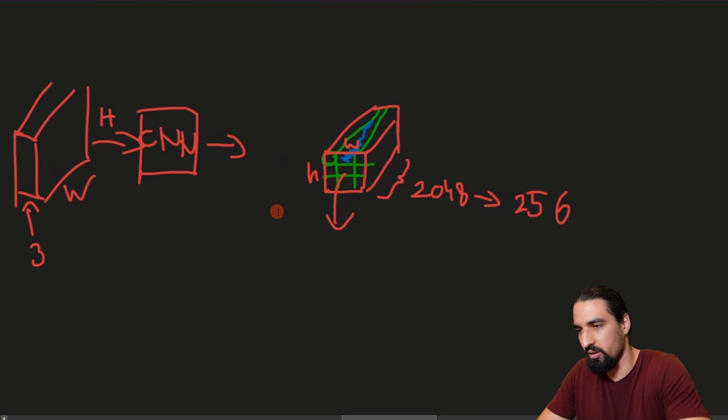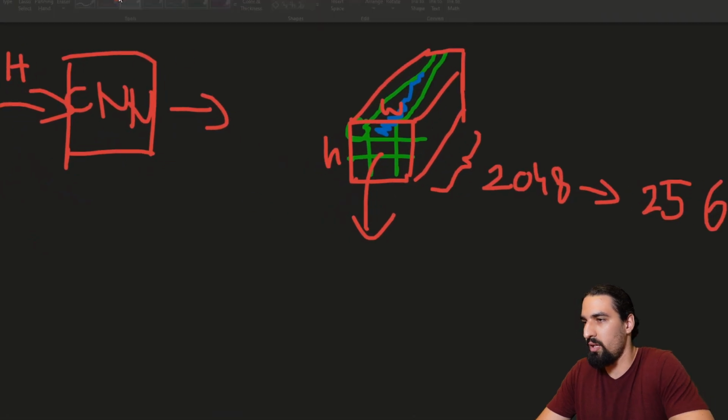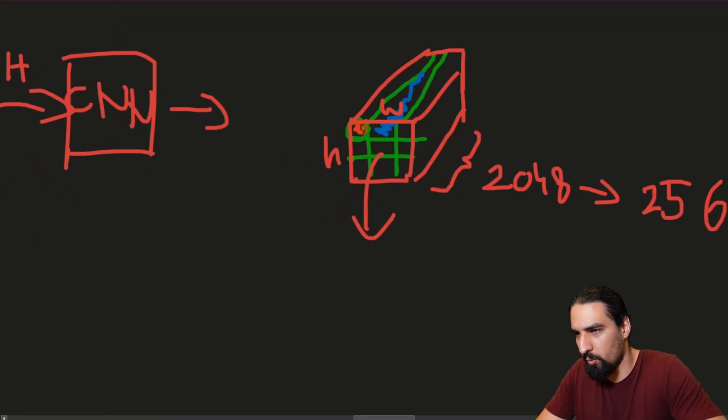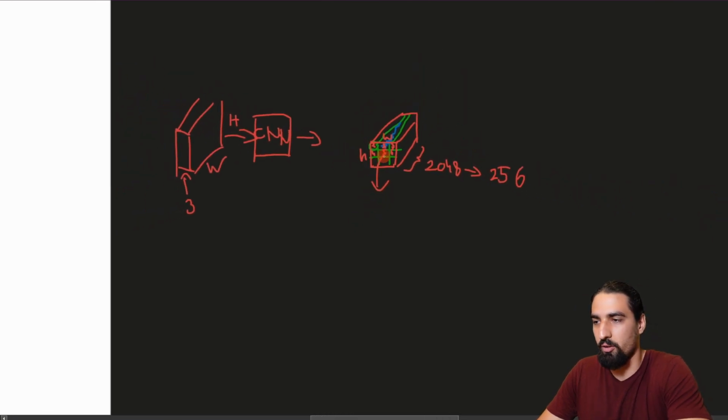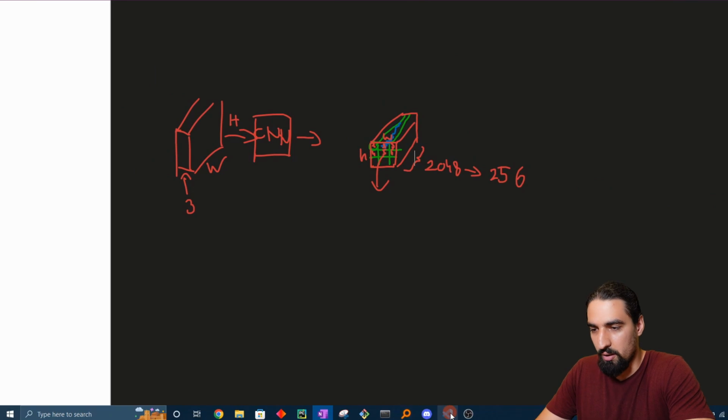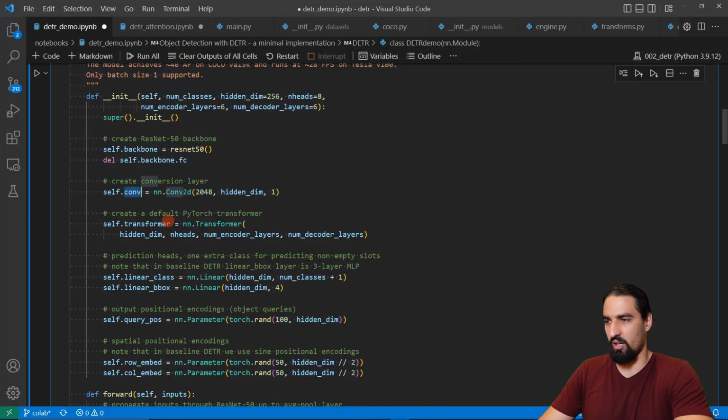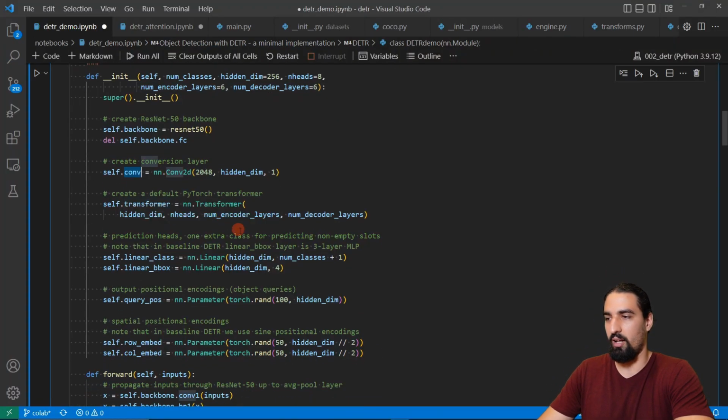Let me zoom in here a little bit and show you what I mean exactly. So this is vector number 1, vector number 2, vector number 3, vector number 4, 5, 6, etc. And that's basically how this part of the pipeline looks. Okay, let me go back to the code. So that's what this conversion layer does.